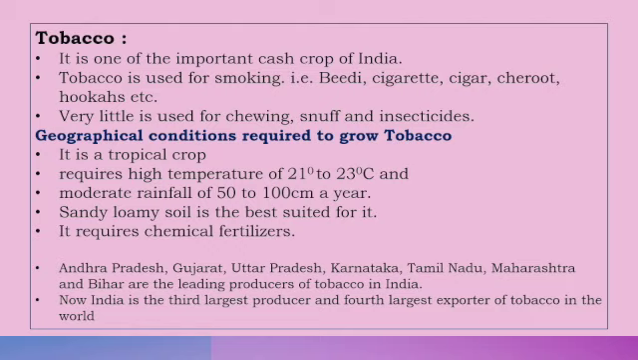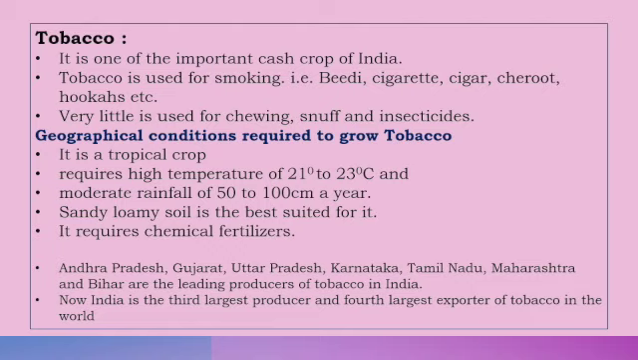It is mainly grown for sale. Tobacco is used for smoking: bidi, cigarette, cigar, cheroot, hookahs. So tobacco is used for making bidi, cigarette, cigar, cheroot, and hookahs, which are used for smoking. And very little tobacco is used for chewing, snuff, and the manufacture of insecticides. Those are the uses of tobacco.